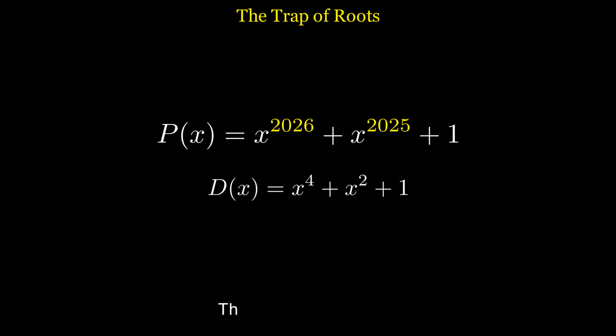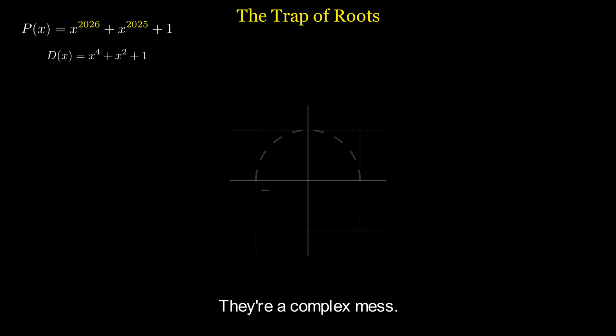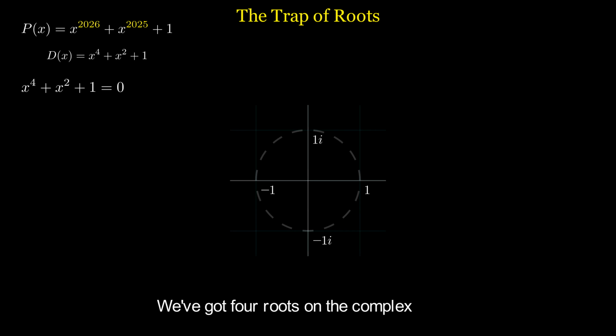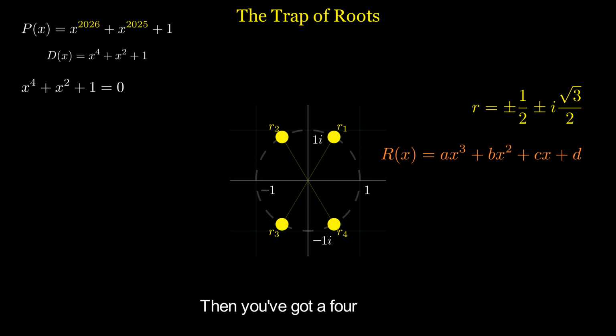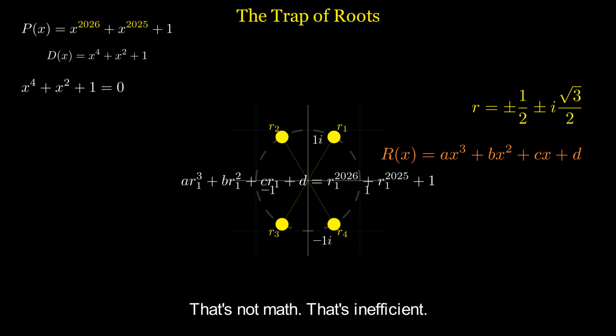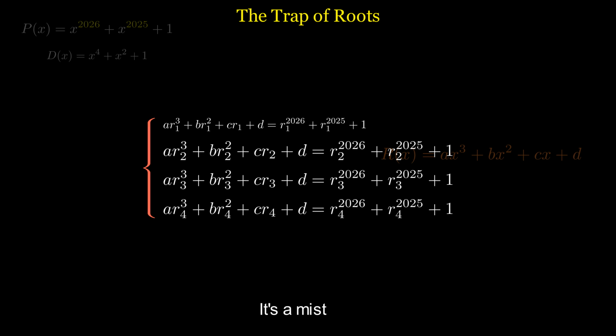Except for one detail. The roots of this divisor are a complex mess. We've got 4 roots on the complex plane, and they're messy, really messy. Do you really want to raise these complex numbers to the 26th power? I didn't think so. Then you've got a 4x4 system of complex equations. That's not math. That's inefficient. It's a mistake, a total time sink. We aren't falling for it.